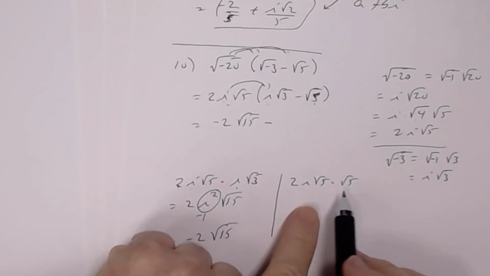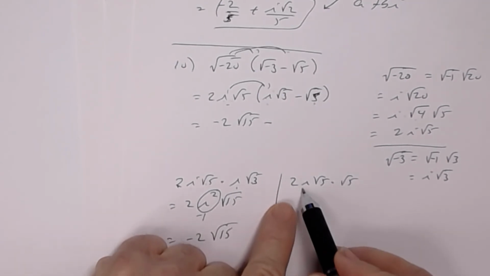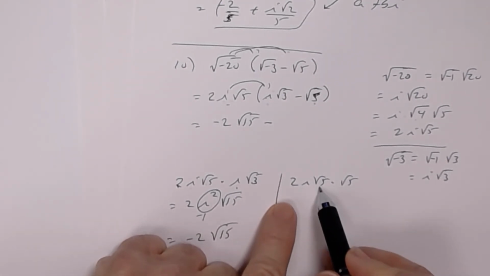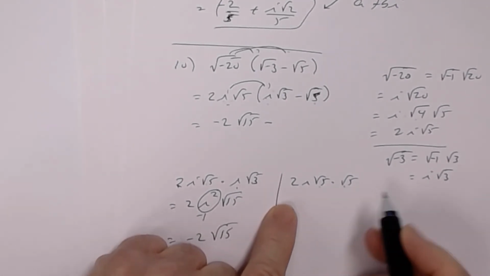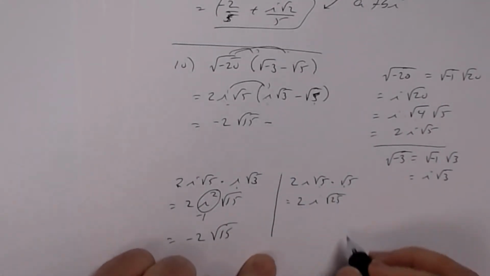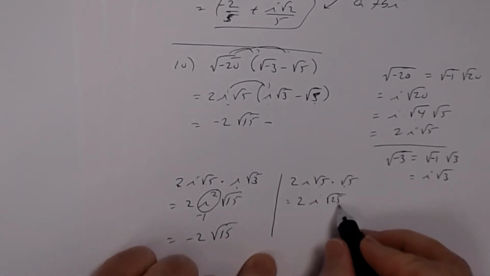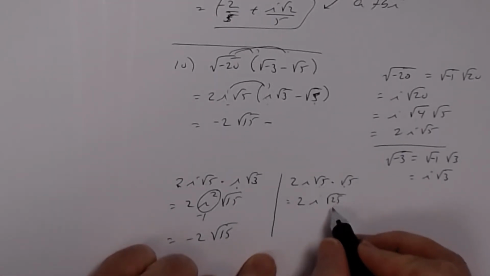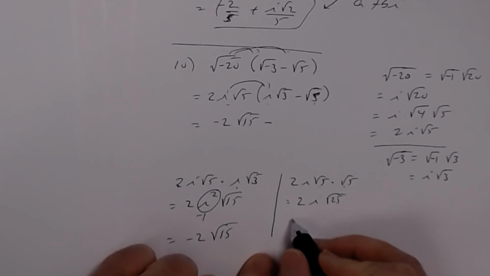Okay, now let's do this. So I have 2i. Now remember, the square root of 5 times the square root of 5 is the square root of 25, correct? Write it out, do the steps. And then the square root of 25. 25 is a perfect square. So what's the square root of 25? Well, the square root of 25 is 5.